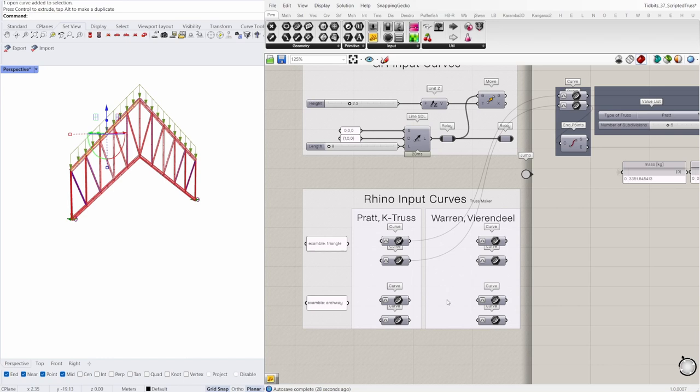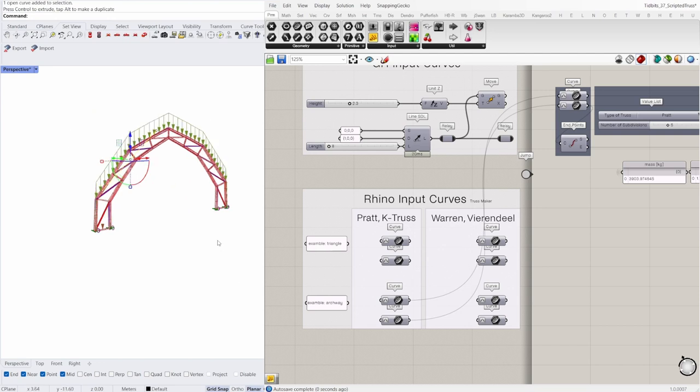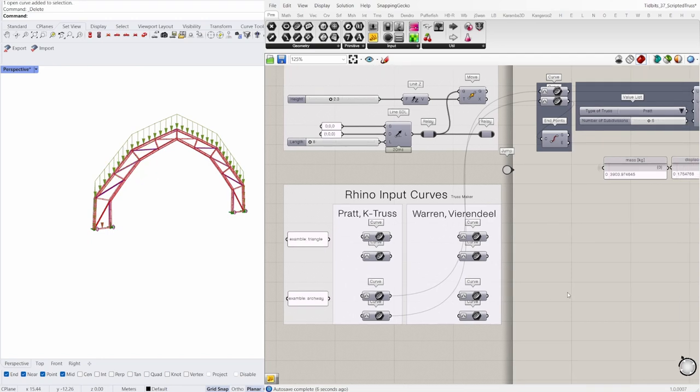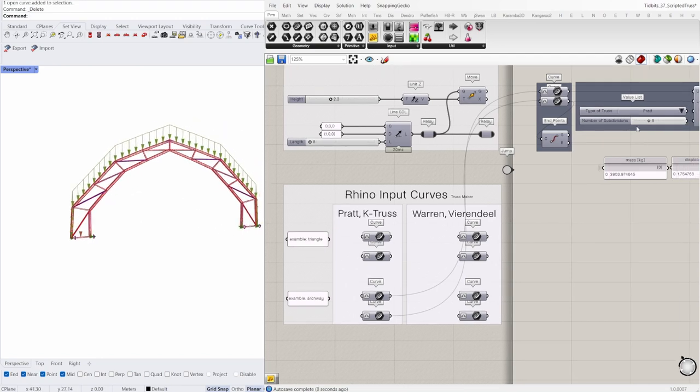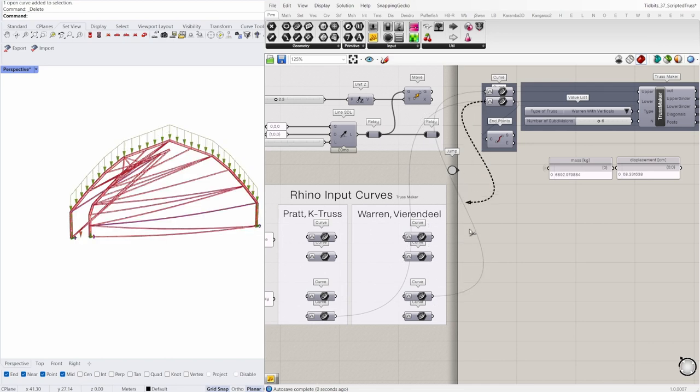Another example is an archway. I use these curves. I can also play here with a subdivision. And if I want the Warren with verticals, I have to use the curves on the right.